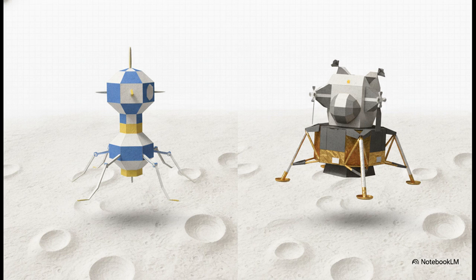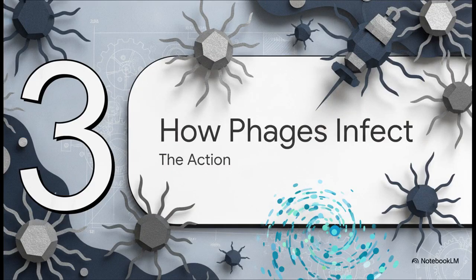I mean, when you look at a 3D model of a bacteriophage, it really doesn't look like a squishy biological organism at all, right? It looks exactly like the Apollo lunar module. You've got a payload bay, a central thruster-like core, and actual articulated landing gear. This structural design is absolutely not an accident. It is a highly evolved mechanism designed for one specific, devastating maneuver. Which brings us to the action phase. Let's look at exactly how bacteriophages infect bacteria.